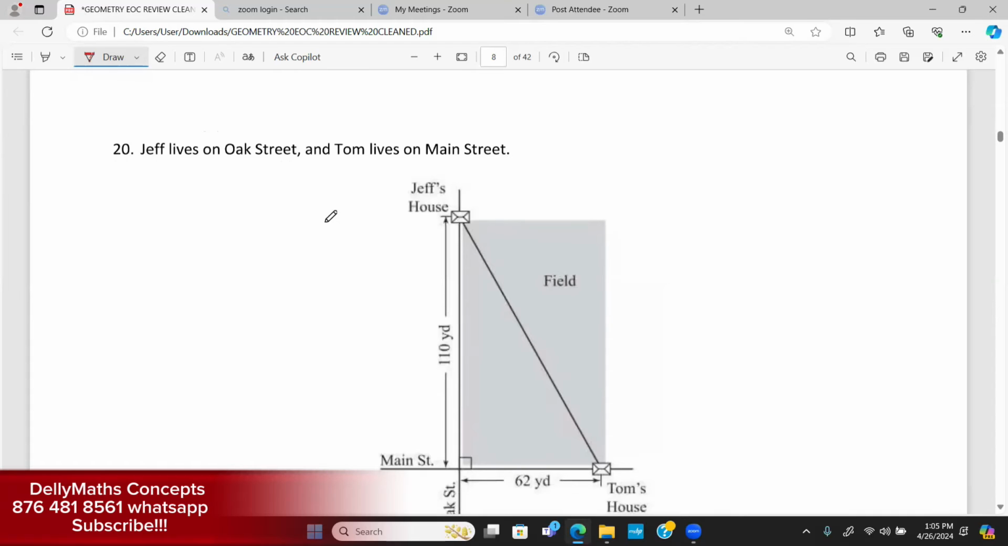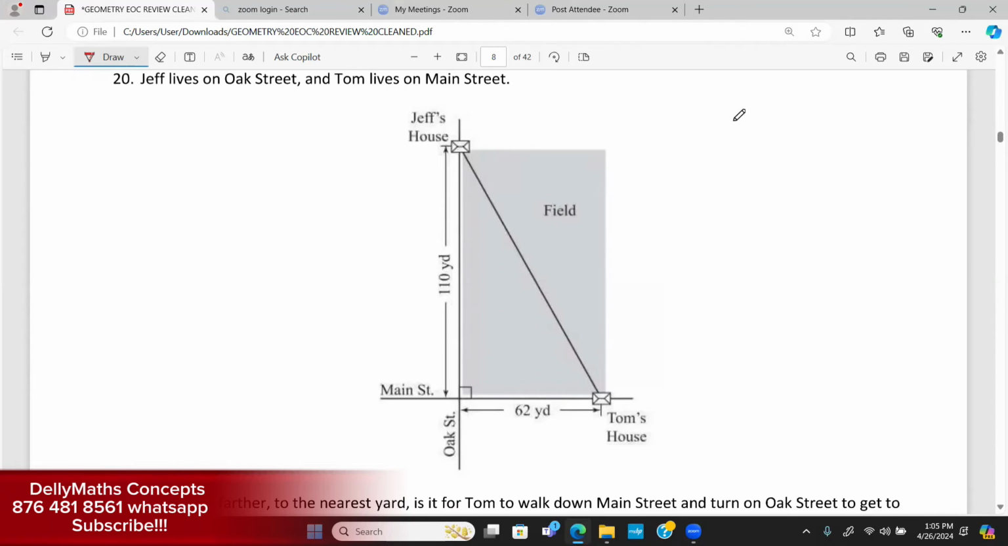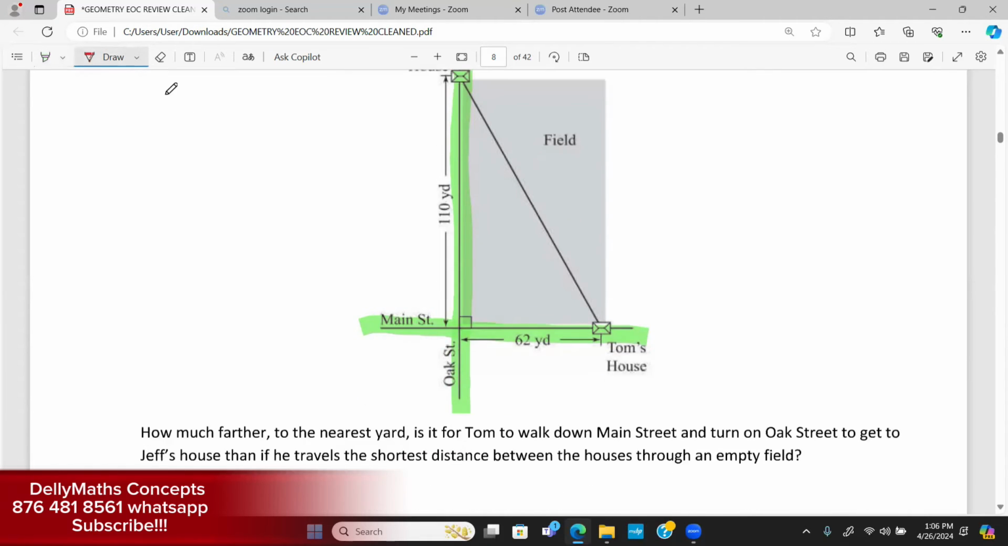Jeff lives on Oak Street and Tom lives on Main Street. All right, where's Oak Street? Oh, okay, we're seeing Oak Street. We're seeing them. All right, I could highlight them. Oak, Main. All right, so we have those. All right, let's see what they really want. Question.